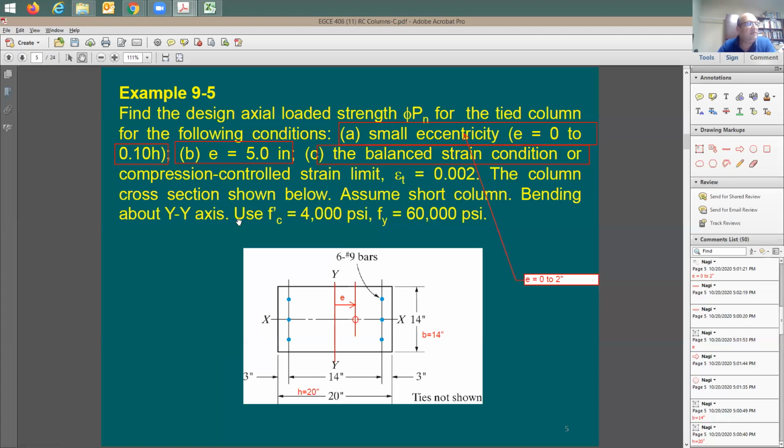And then they continue here, they say the strength of the concrete is 4,000, the yield is 60,000. They give some dimensions here, 14 by 20, and then 6 number 9 bars, 3 in compression and 3 in tension. So, okay, good. Now I have all the parameters I need. Now let's go to the solution. Item number A, when you have a small eccentricity, how much is going to be Pn and Mn?